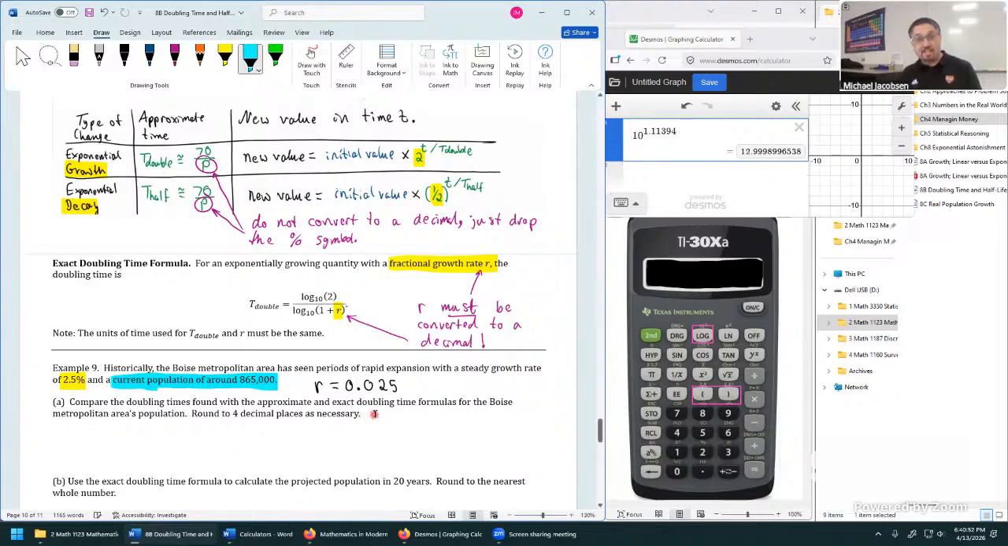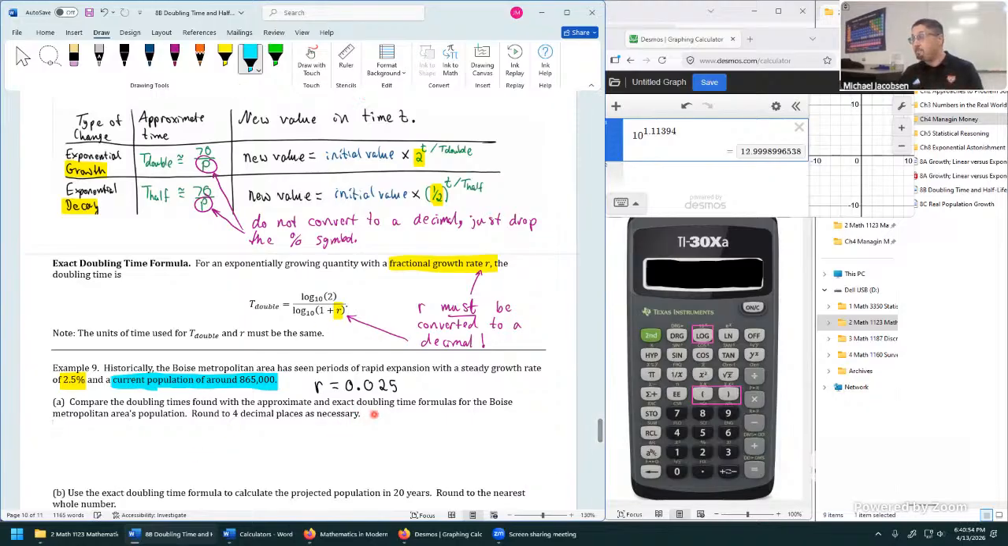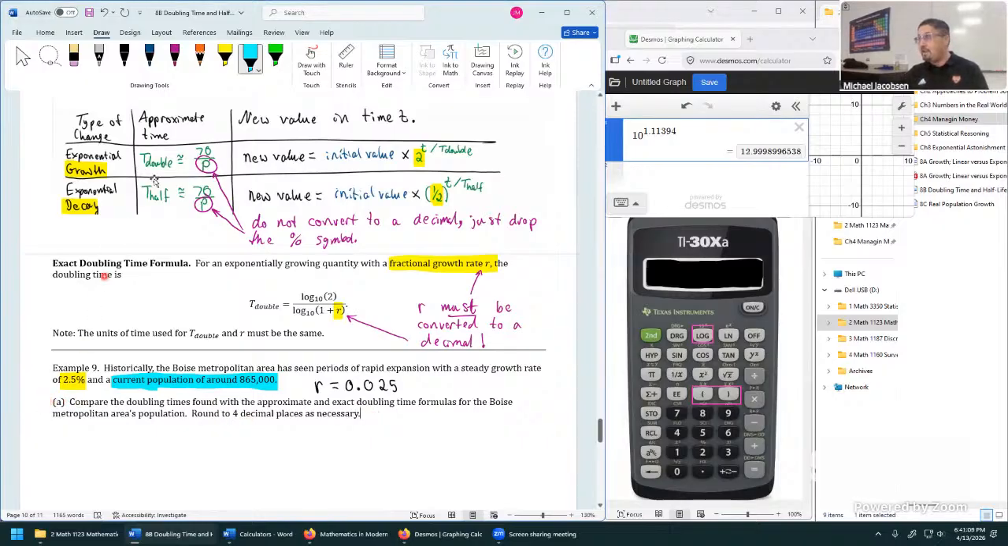But first, here's what part A is asking us to do. It says compare the doubling times found with the approximate and the exact doubling time formulas for the Boise metropolitan area, rounded to 4 decimal places. So the idea with example 9 part A is how far off we are using the approximate doubling time versus what we're about to start using, the exact doubling time. We're going to see how different they really come out.